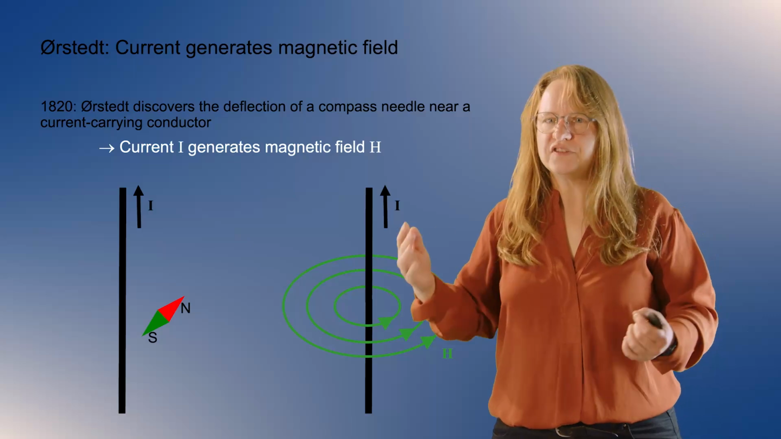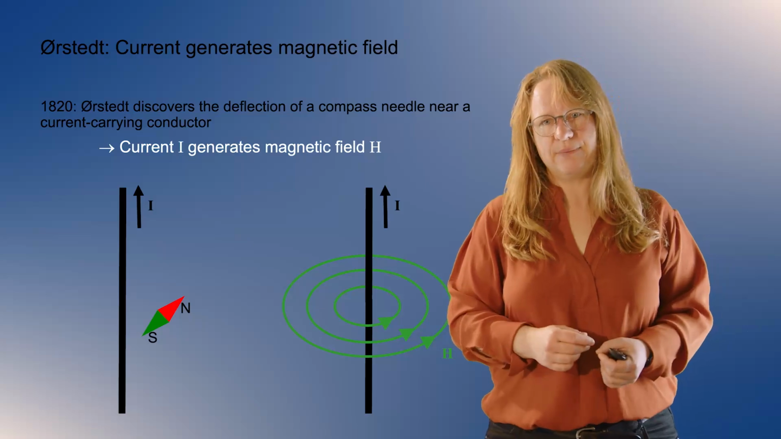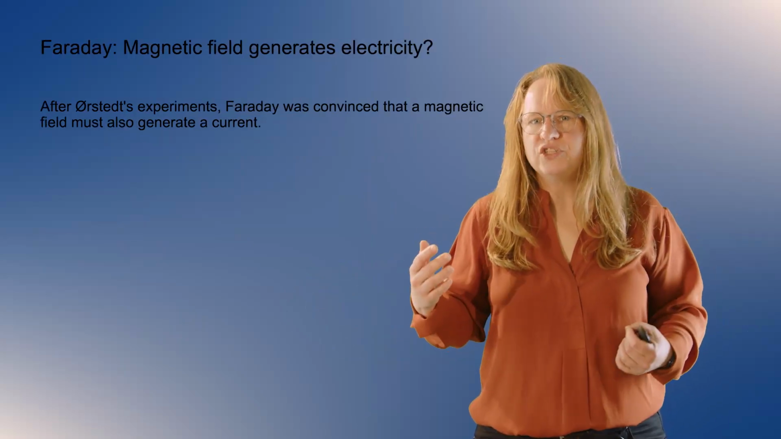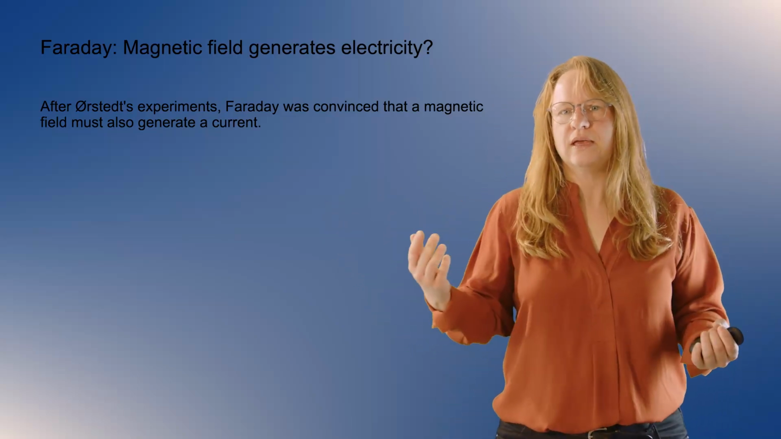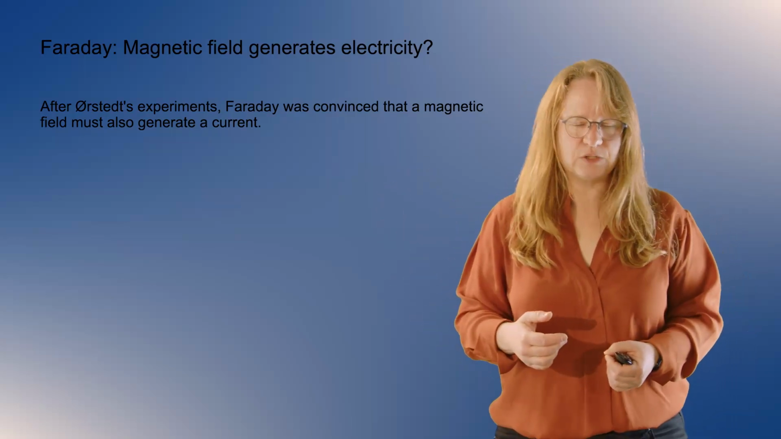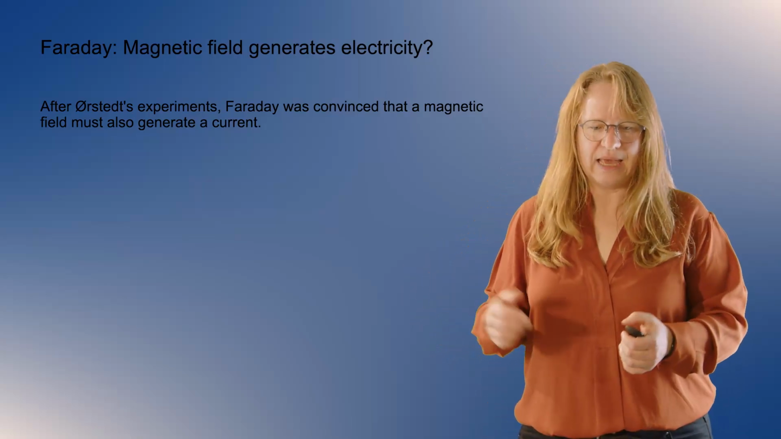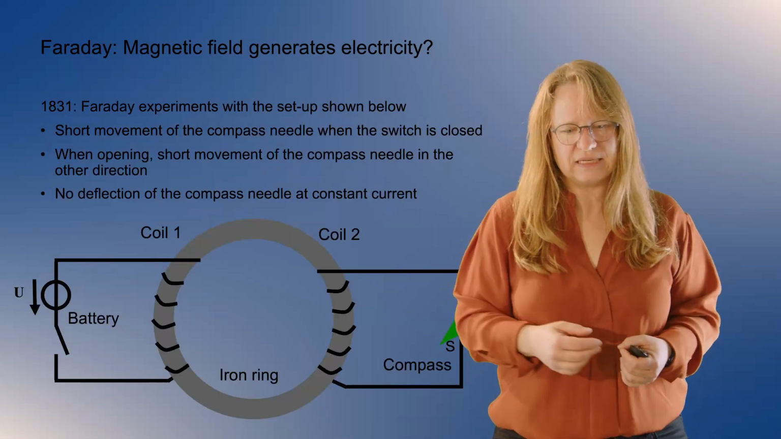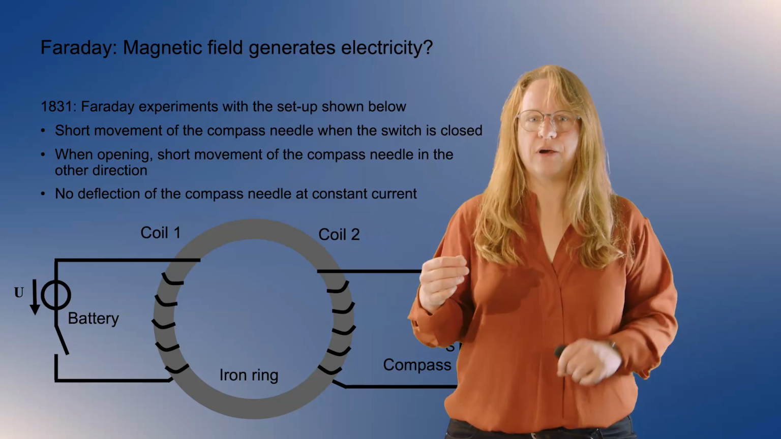So after these experiments, when Ørsted had shown in 1820 that a current generates a magnetic field, Faraday was convinced that there should also be something inverse, that is, a magnetic field should also induce or generate electricity. So he started doing different experiments to investigate if this is actually happening. And first he actually didn't find much, but then experimenting with this setup here in 1831, he actually saw an effect.